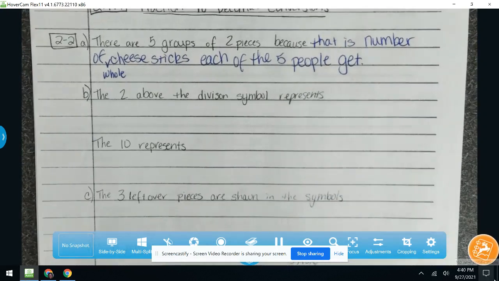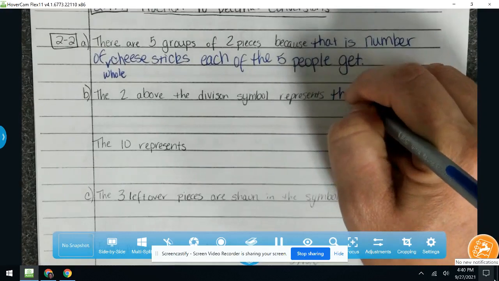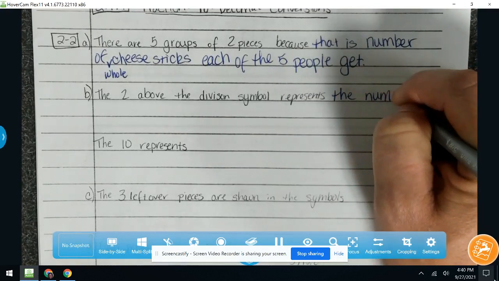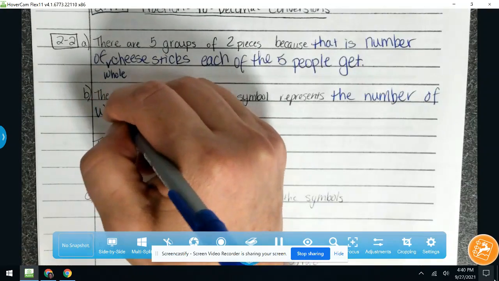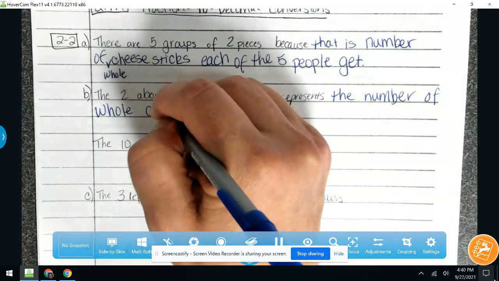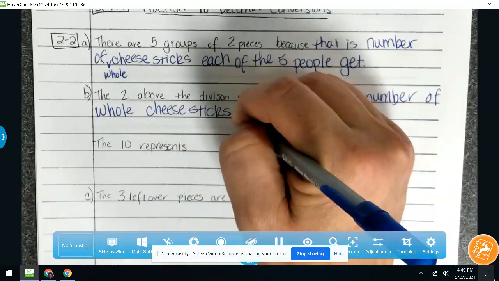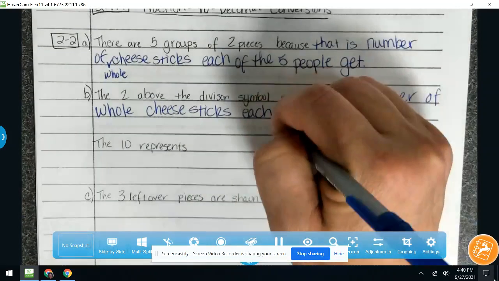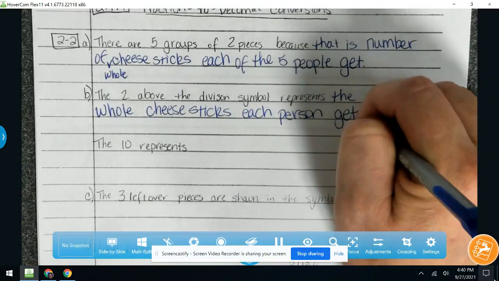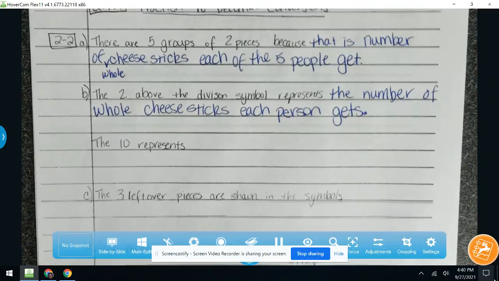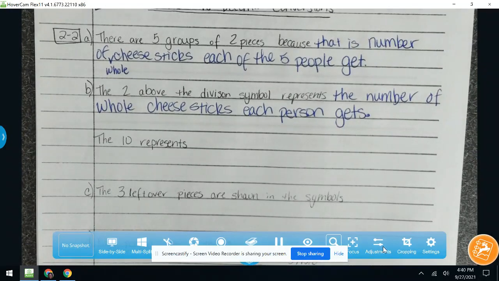So the 2 above the division symbol represents the number of whole cheese sticks each person gets. Again, we're relaying back what that division problem is asking of us.